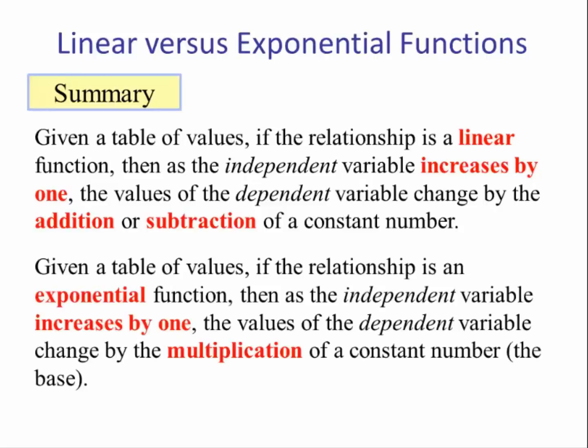Given a table of values, if the relationship is an exponential function, then as the independent variable increases by 1, the values of the dependent variable change by the multiplication of a constant number called the base. So usually with an exponential function, the dependent variables increase very quickly or they decrease very quickly. And that is because it involves the multiplication of a constant number.